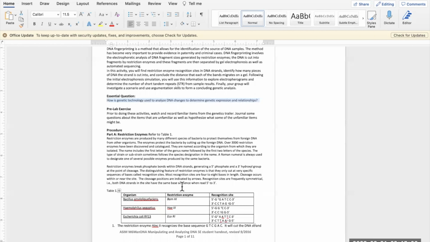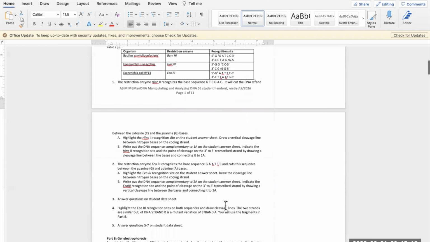So it gave us some examples of different restriction enzymes and their recognition sites. This is the point where the restriction enzyme recognizes the DNA strand and the nucleotides, and that's where it knows where to cut. That's what those little arrows mean. On your handout, we have the instructions here. The restriction enzyme HincII recognizes the base sequence GTC-GAC. It'll cut the DNA strand between the C and the G.